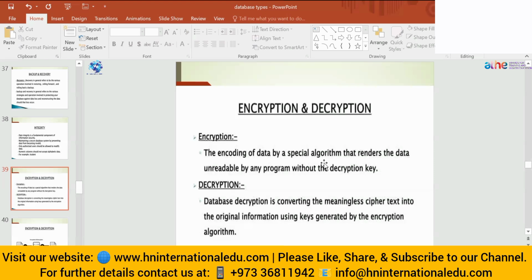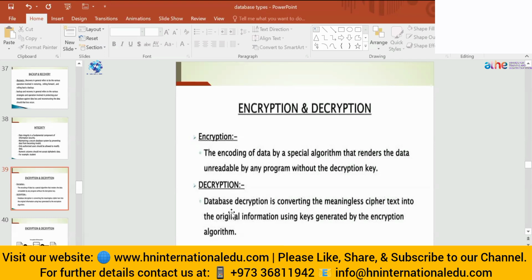And that encoding is done by using algorithms. That encoded data will be decrypted by using some decryption key, and that decryption key is available only to the authenticated user who will decode it. So here the data will not get stolen, will not get misused during the transmission.